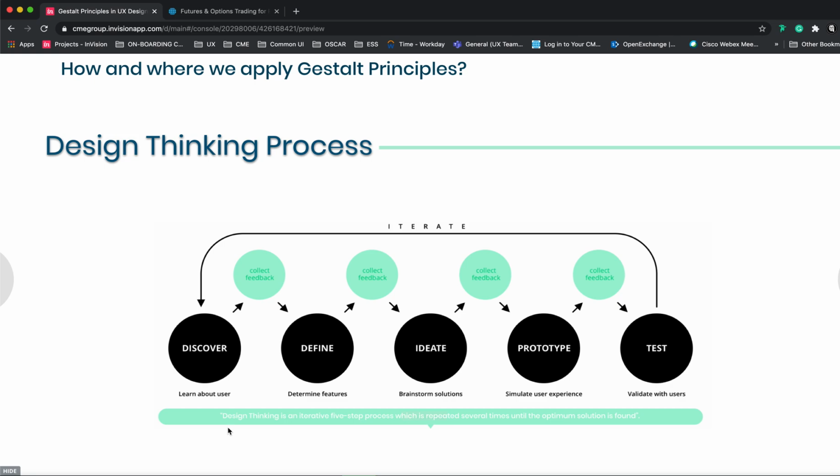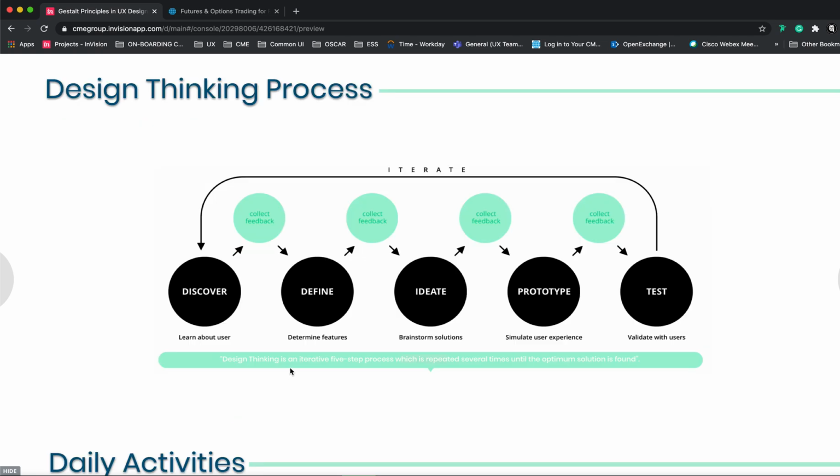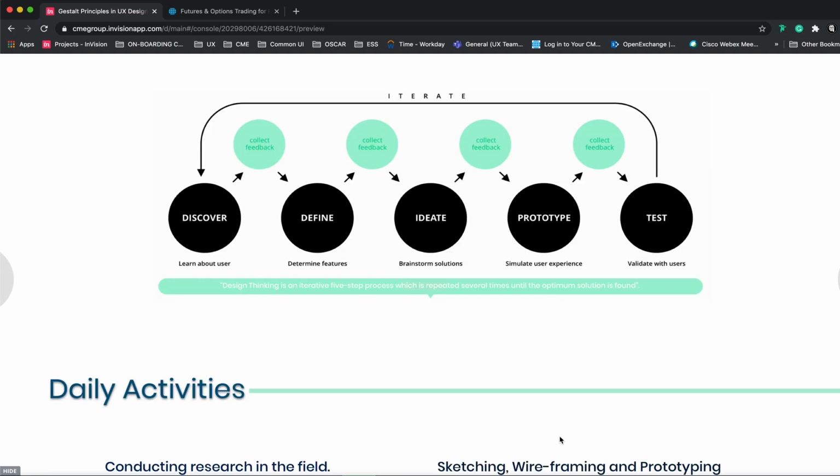I like this quote here. It says, design thinking is an iterative 5-step process which is repeated several times until the optimum solution is found. That's very true. We're never really done until there's a finalized solution.